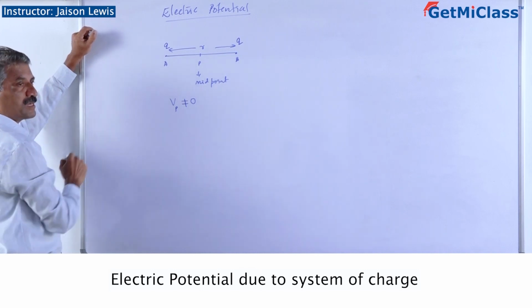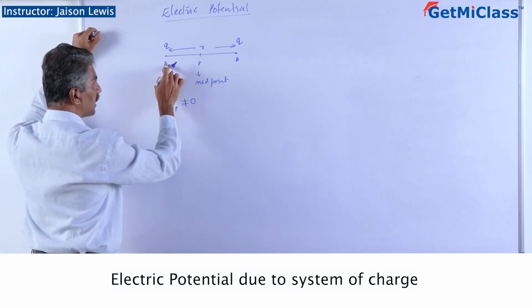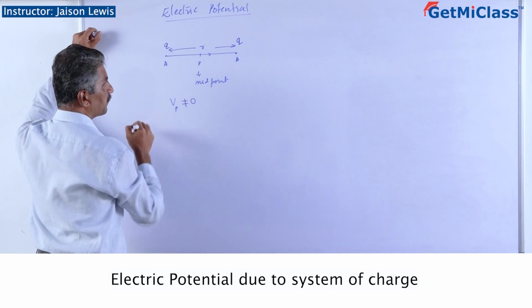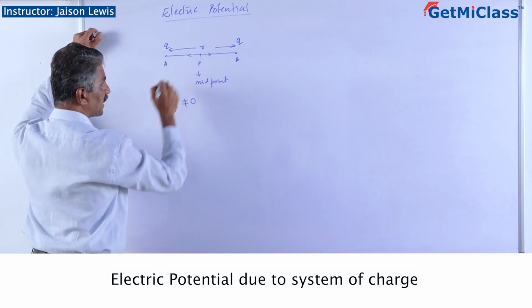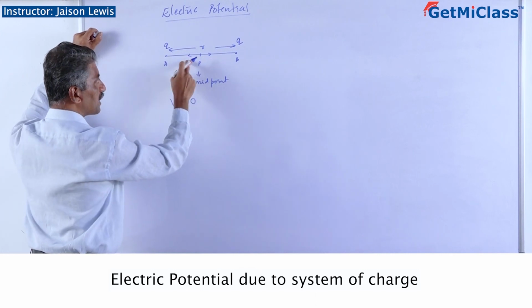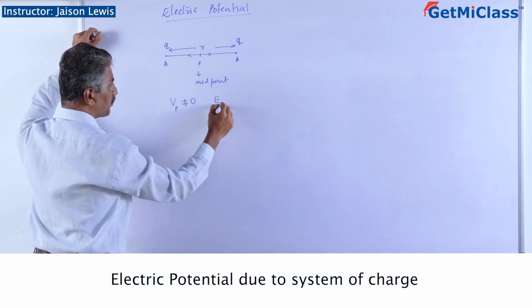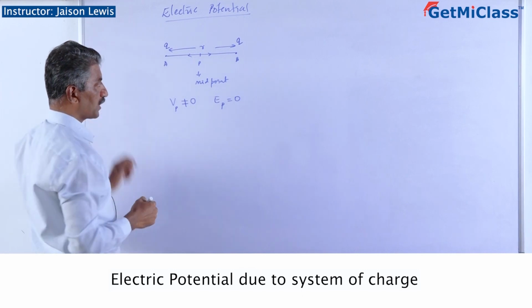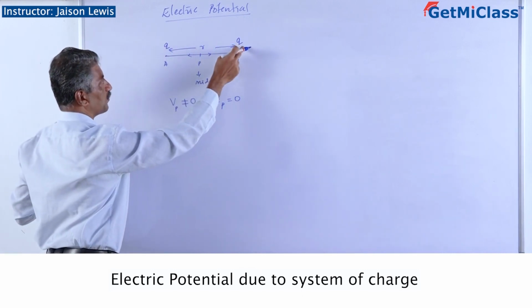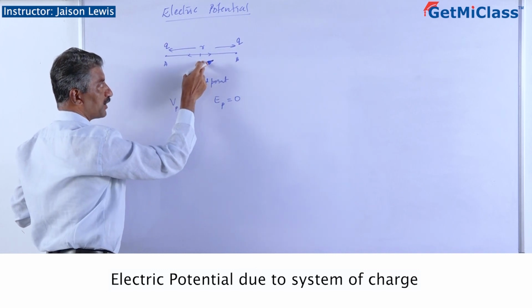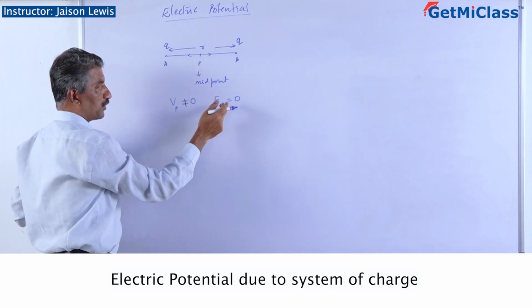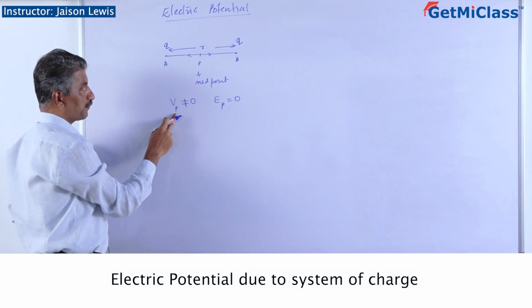But if I find the field due to the positive charge at A, it is to the right side. The field due to the positive charge at point B is once again to the right side, and both the fields are equal, therefore total field at point P is equal to 0. Therefore, for two like charges which are equal, separated by some distance, the field at point P at the midpoint is 0, but the potential is not equal to 0.